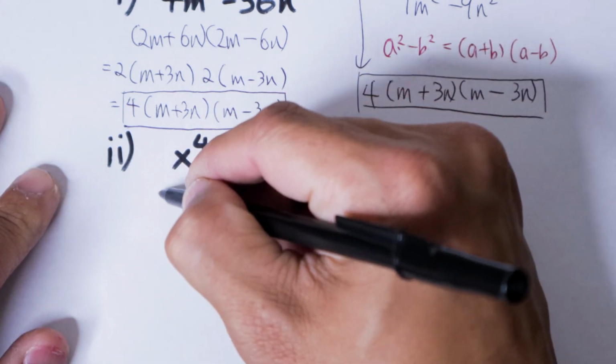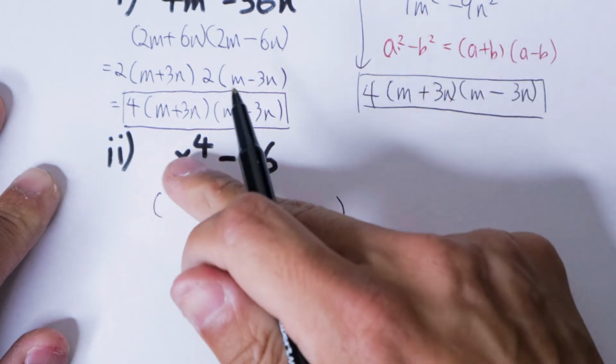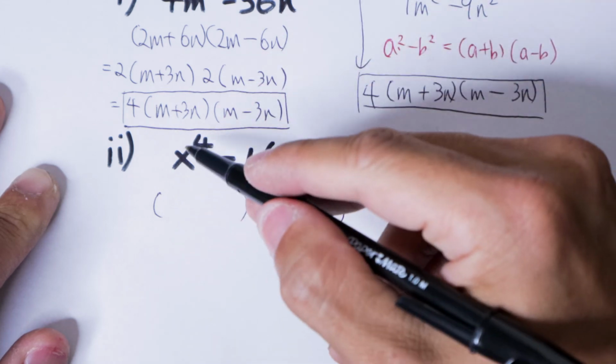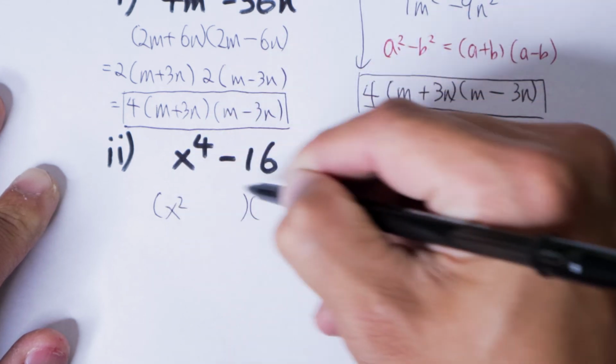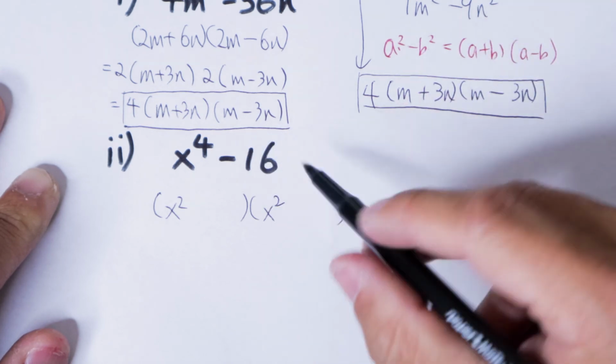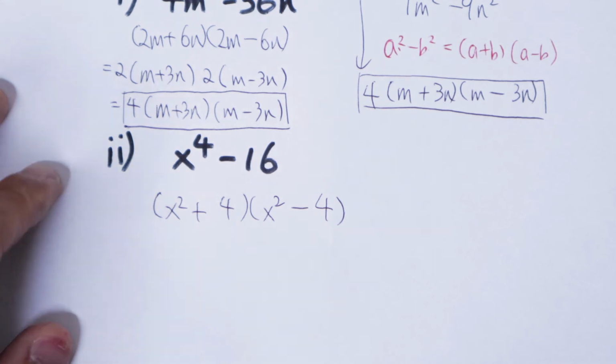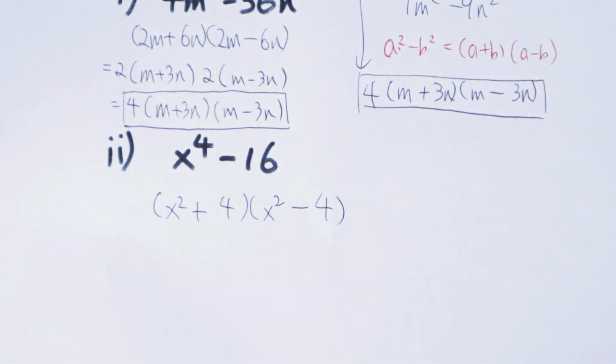I could start using the shortcuts. Okay, that means we're going to have two parentheses. Well, 1 times 1 is 1, so we're going to put just an invisible 1. And then x to the 4th, you're going to split into x squared and x squared. Now, 16 is just 4 times 4, so one of them is a plus, the other one is a minus. Now, you think you're done, but not yet.